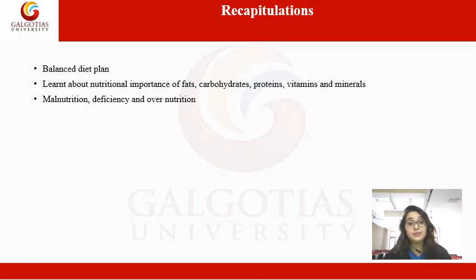We also looked at how vitamins and minerals are not synthesized by our body, and yes, we need an outside source to compensate for the non-production of vitamins and minerals by our body. We also discussed malnutrition, deficiency, and overnutrition. These three terms were described in detail: what is malnutrition, what is deficiency, and what is overnutrition. So, recapping and coming to the next slide, let's look more into DNA.